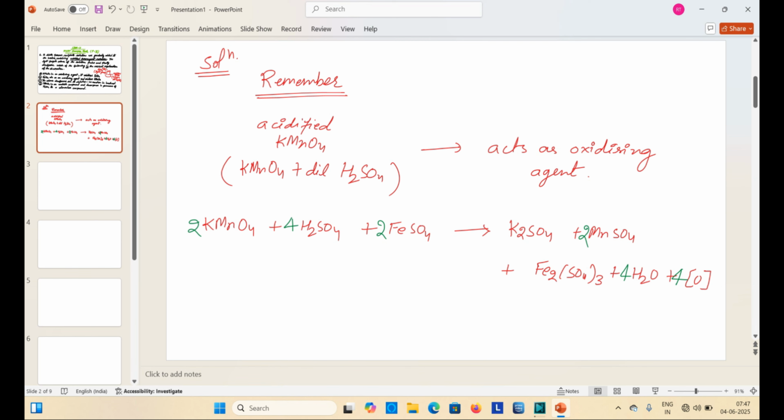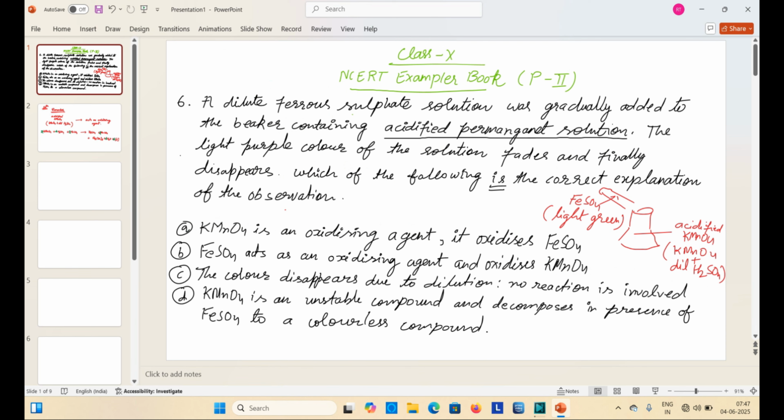So in this question you will remember that the acidified KMnO4 will always act as an oxidizing agent. Let us come to the options given to us. The option says that KMnO4 is an oxidizing agent and it oxidizes FeSO4. Yes, always remember that your KMnO4 is going to act as an oxidizing agent. The next option says that FeSO4 acts as an oxidizing agent and oxidizes KMnO4.